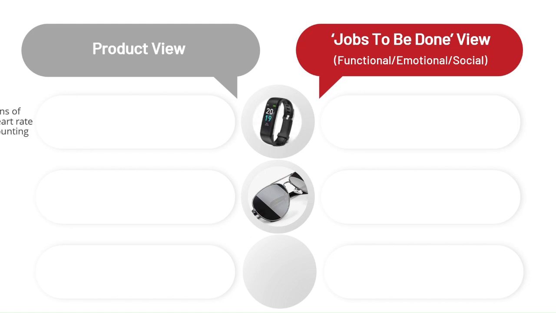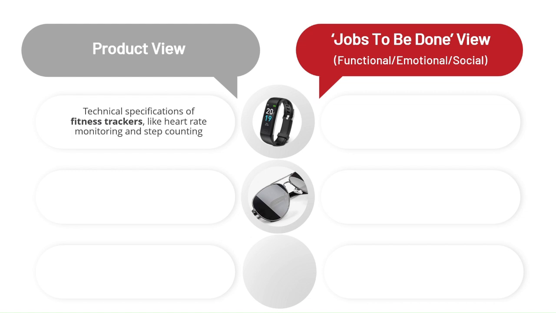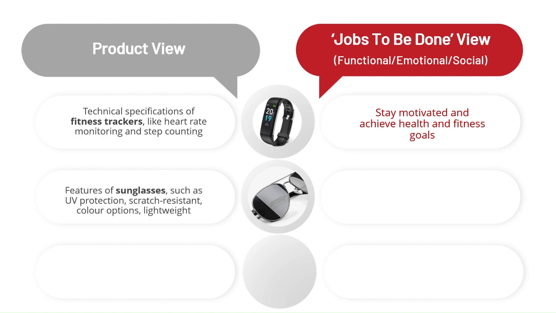This is a smart watch, right? The product has technical specifications of a fitness tracker, like heart rate monitoring, step counting and many more. The job is to stay motivated, because it tracks our fitness and gives some warnings, like go walk, and how you followed, you crossed 10,000 steps. It also gives some motivation and provides health and fitness goals, right? The features of sunglasses are UV protection, scratch resistance, color options. These are the product view. If you see the jobs to be done view, it's to protect from sunlight, feel cool, look cool and receive compliments, etc.